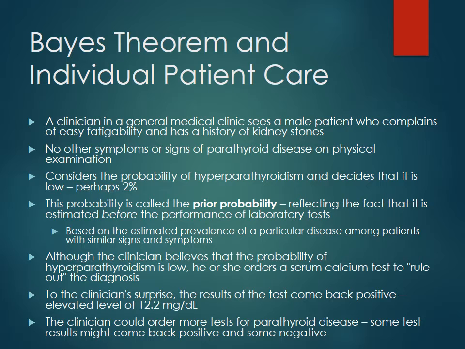And so we're going to consider the probability of hyperparathyroidism and decide that it is pretty low, so maybe perhaps 2%. It's kind of going with your pretest probability: you think there's a 2% chance that this guy actually has the disease. So again, this is your prior probability, reflecting the fact that it's estimated before you're actually performing any test. This is kind of your clinical gestalt. It could be based on community trends in disease and things like that. But you're saying this is how likely I think it is that this person actually has this kind of disease state.